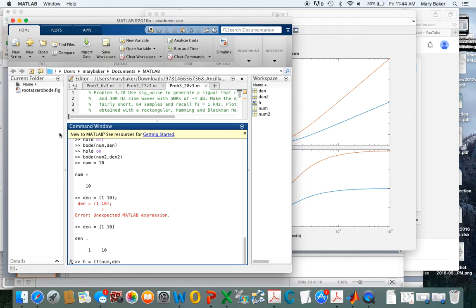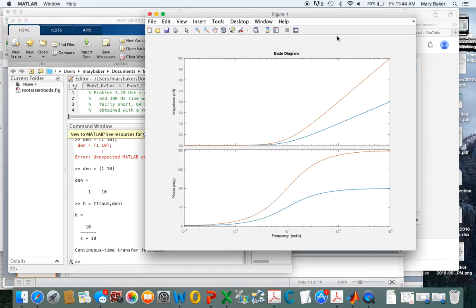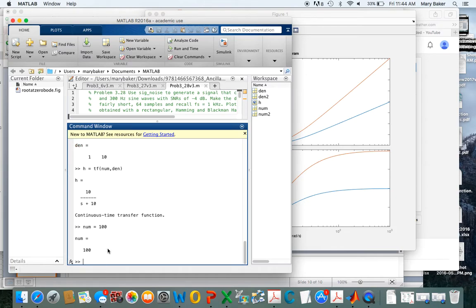So there's what the transfer function is going to look like. Let me look and see. In order to get that to give me the correct gain so that they're all centered around the same place, I think I need the numerator to be 100. That should fix it. Okay, so now let's do a Bode of numerator over denominator.